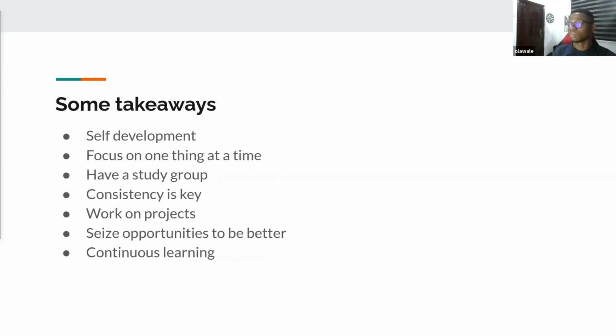And also seizing opportunities to be better. I think that's very, very important. When you're able to seize opportunities that push you, that challenge you. Just like when I had my bachelor's thesis, I took on the opportunity because I knew that I didn't have a lot of knowledge then on the particular topic I was working on, but I knew that at the end of it all, I'll come out better from it.